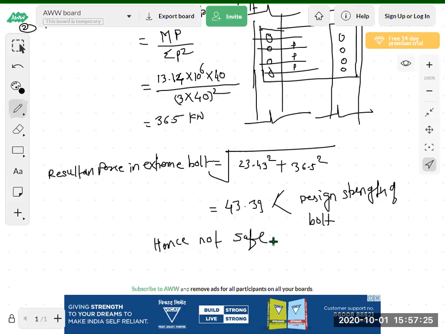Now one note we have written in the procedure. Please read, everyone has it in the procedure. At the last, one note is written: if the check for resultant force and bolt design strength is not safe, then try more number of bolts until the check is satisfied.